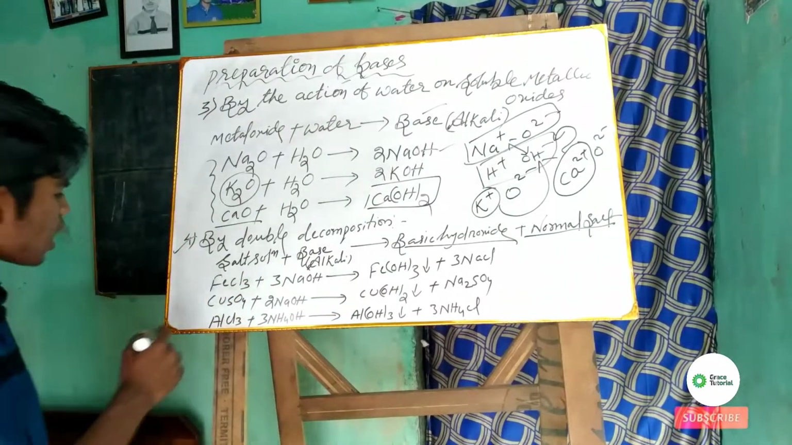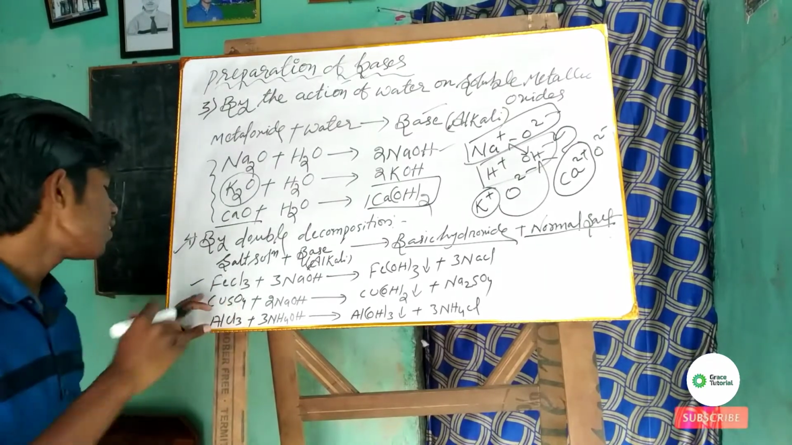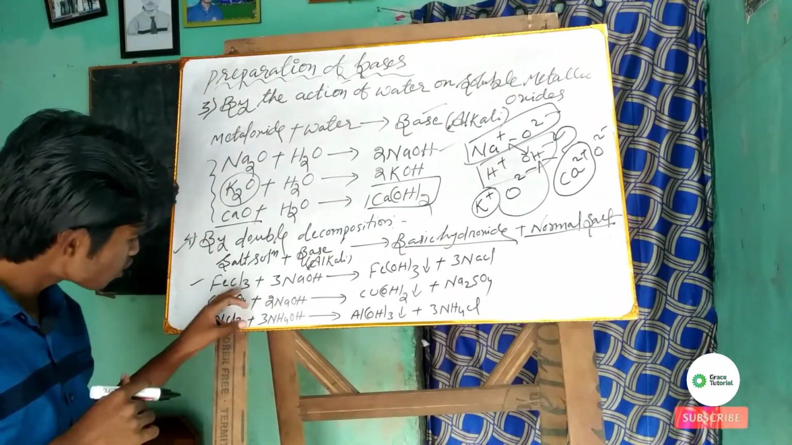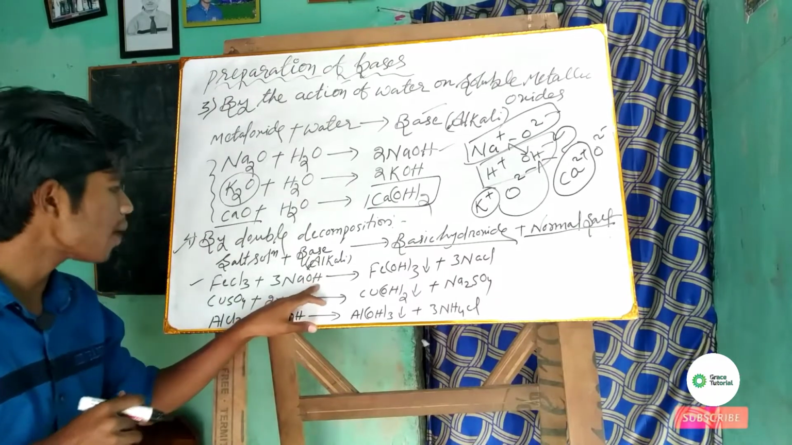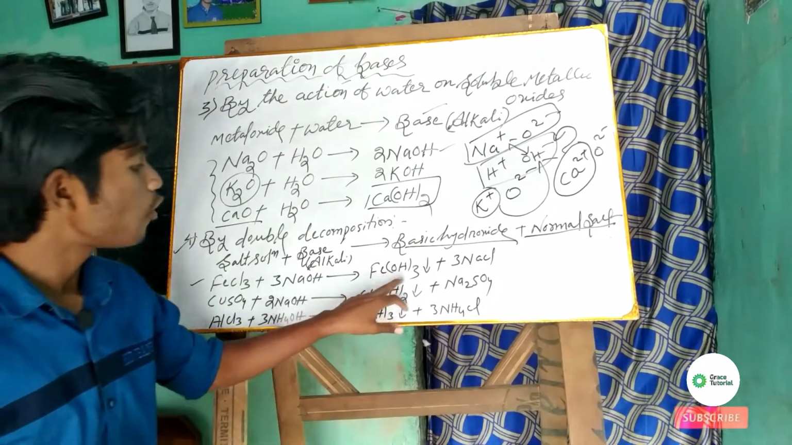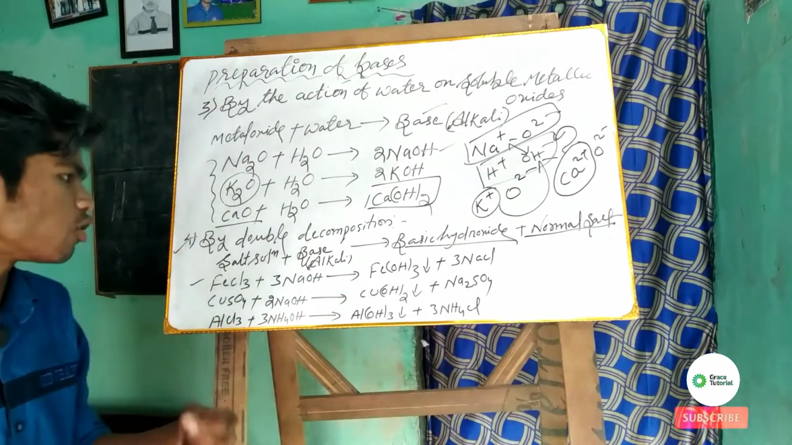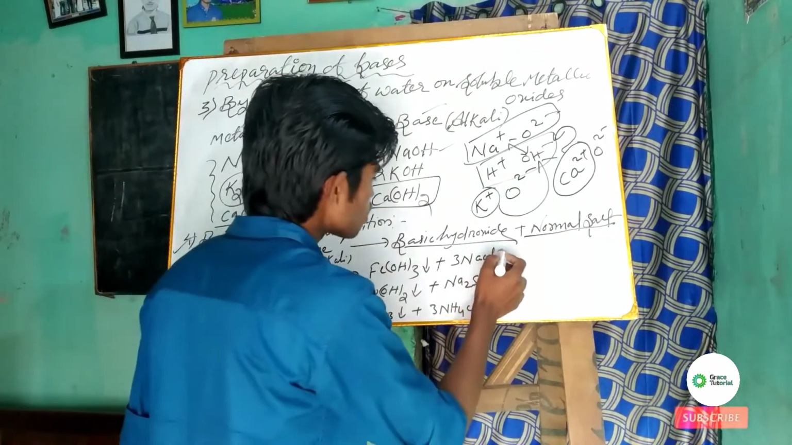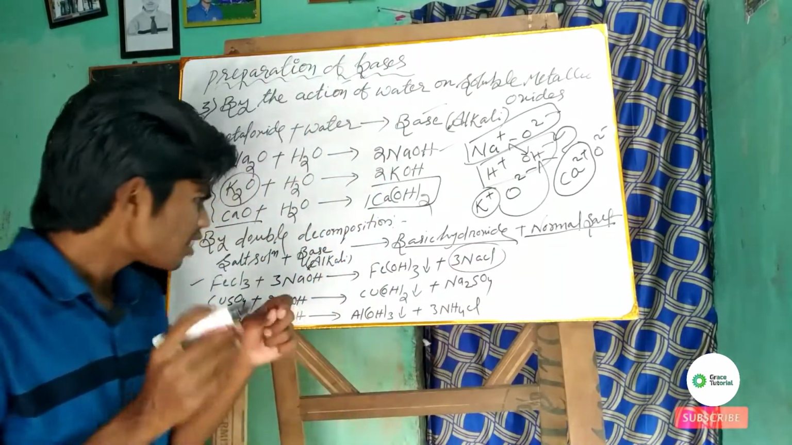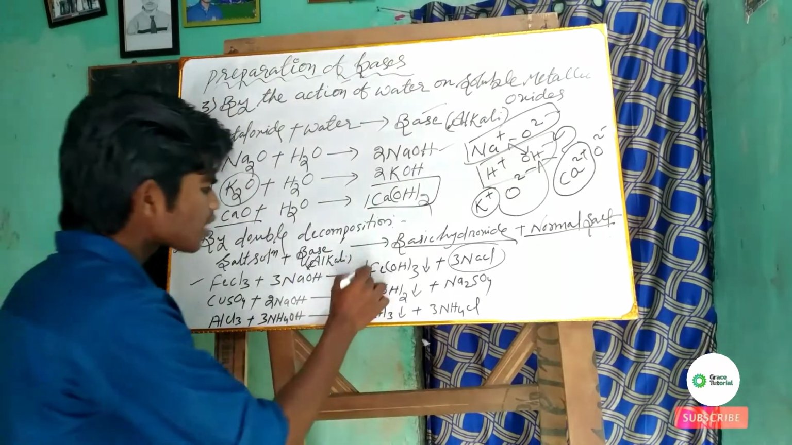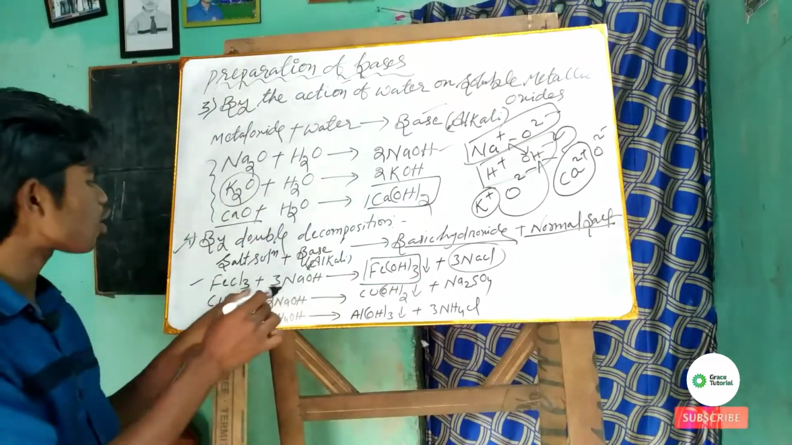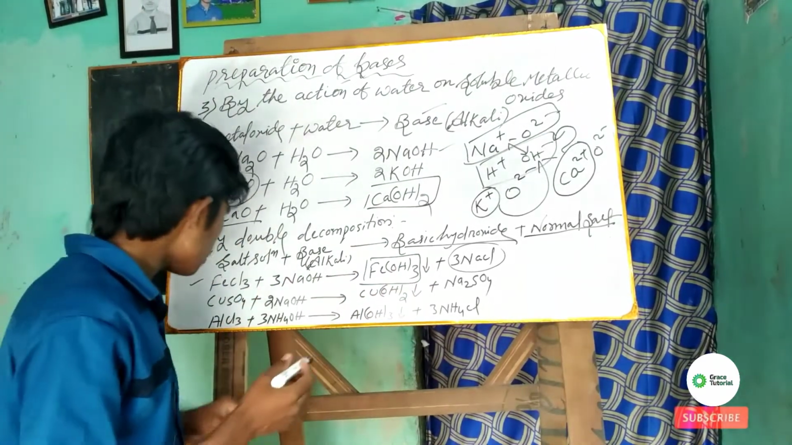Well, let us take an example so that you can understand it very easily. We have ferric chloride, and when this ferric chloride reacts with sodium hydroxide, we get ferric hydroxide, which is a precipitate, and a normal salt, that is sodium chloride. But we need to understand how this product is obtained by the reaction of ferric chloride and sodium hydroxide. Let us have a look.